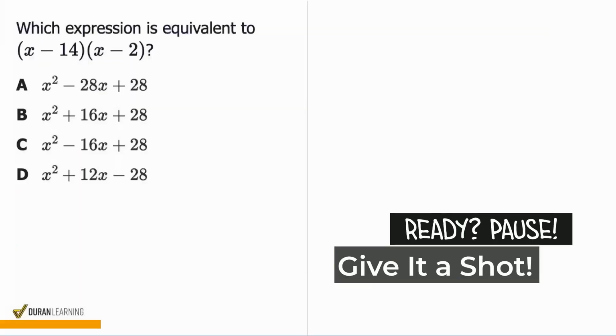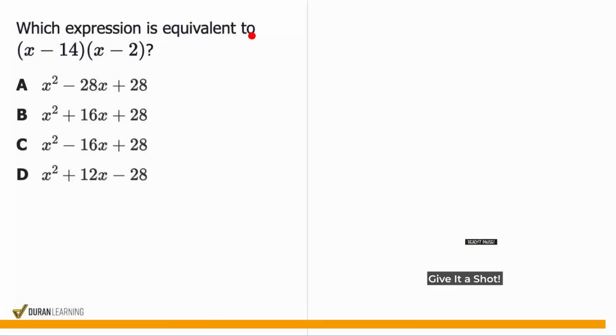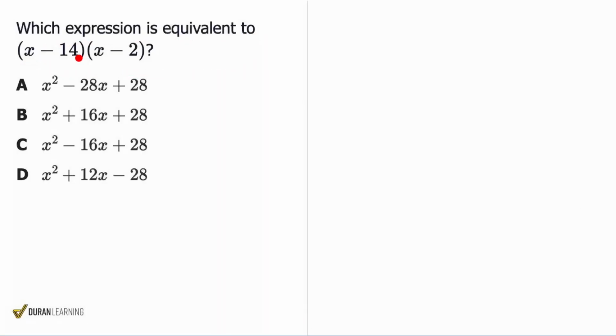All right, so let's keep the party going. We have: which expression is equivalent to (x − 14) multiplied by (x − 2)? So when I take a look at this problem, everybody, one of the first things I know I have to do is distribute. So with a 2 by 2, you might think of FOIL, or just making sure everything from one parentheses multiplies with everything from the other.